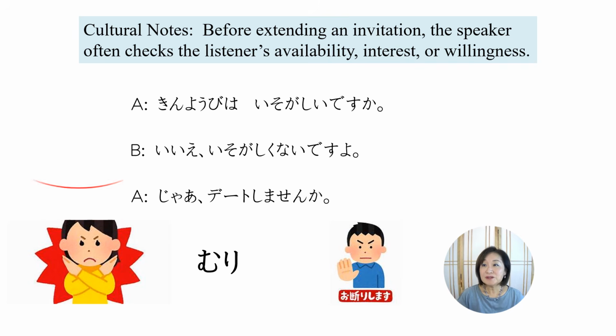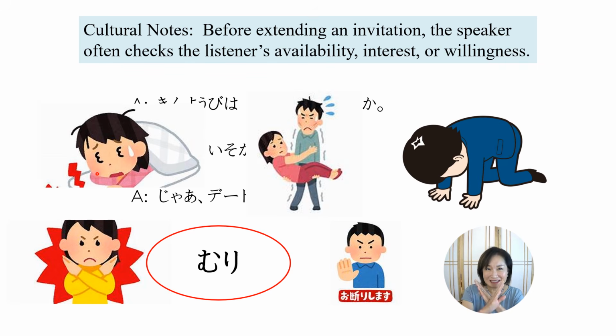The word 無理 in Japanese means impossible, unreasonable, or too difficult. It's often used to express that something is beyond one's ability or not feasible. So if somebody asks you for a date, じゃあデートしませんか? And if you really don't want to go, then you can say, 無理です. I would say, 無理無理無理.